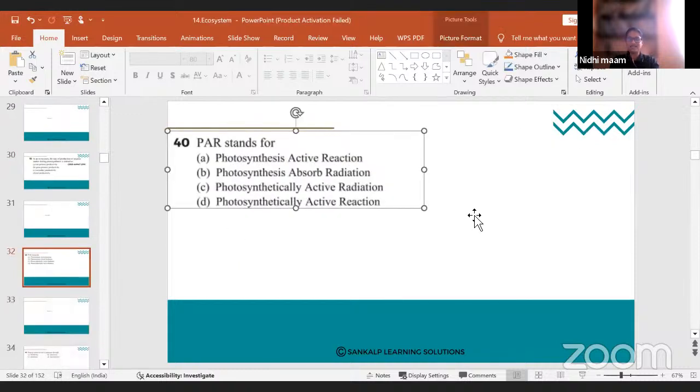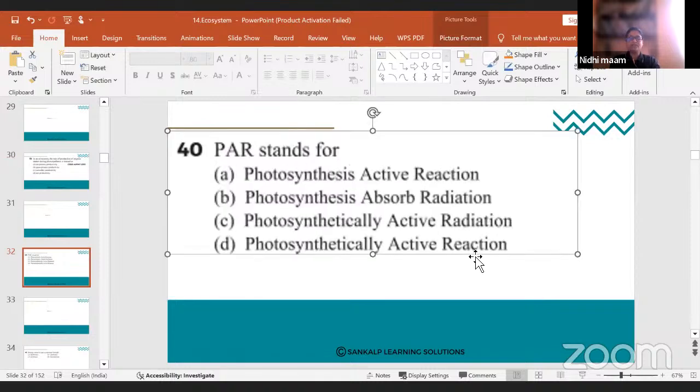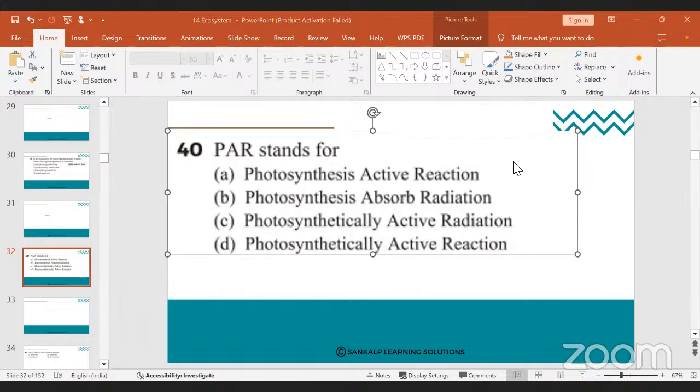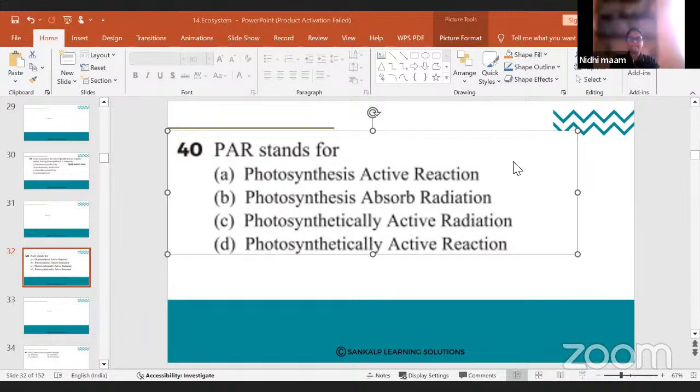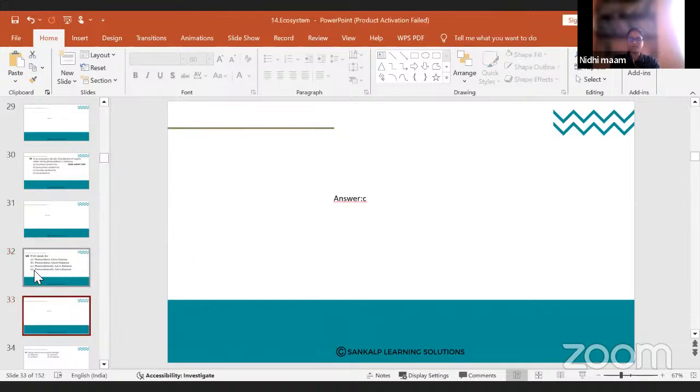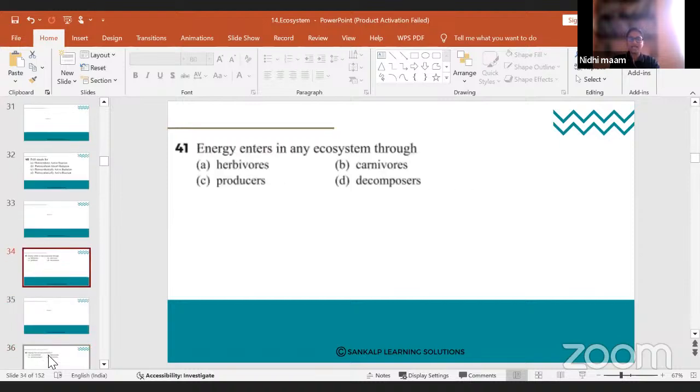Next, PAR stands for: photosynthetic active reaction, photosynthesis absorbed radiation, photosynthetically active radiation. Sorry, photosynthetically active radiation. What is PAR? Ranjita, Pavitra, Aishu, Shabina Sheikh, Sushmita, Ramya SN. Kadroli Mahesh is active on YouTube. He answered it as option C. Dhanush HJ, Kavya H answered it. So the right answer for this is option C, photosynthetically active radiation.